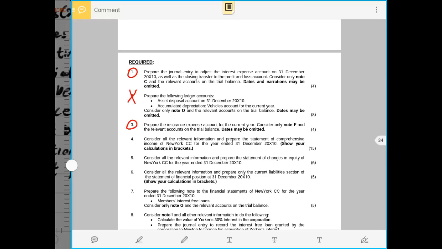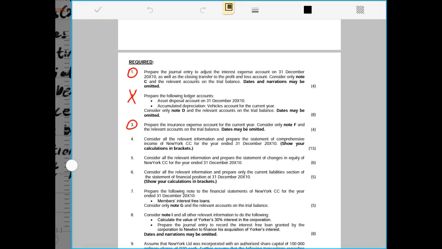I'll do that. Consider number 4. Consider all the relevant information and prepare the statement of comprehensive income. That is the key statement. Number 5, consider all the relevant information and prepare the statement of changes in equity for New York Close Corporation. That is very important. Number 6, consider all the relevant information and prepare only the current liabilities section. I am not going to do that because you will not do balance sheet.